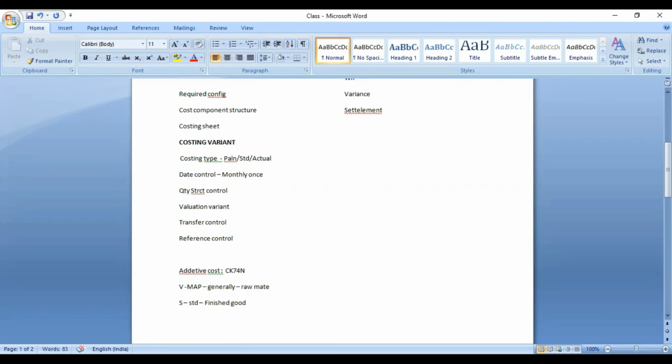Finished goods. In the material master, tomorrow I will show you why and where this price control is used. Moving average price and standard price each have benefits, advantages and disadvantages.